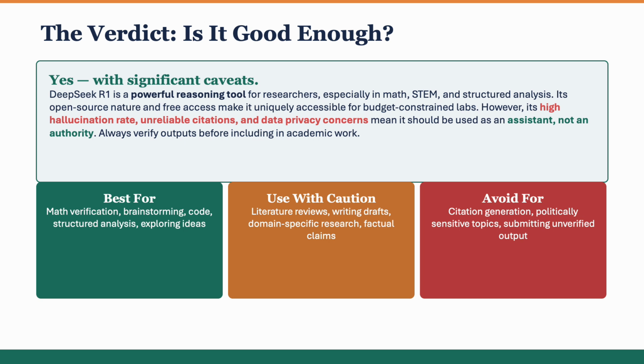The bottom line is this. DeepSeek R1 represents a genuine democratization of advanced artificial intelligence capabilities for researchers. A model that competes with $100 billion proprietary systems, released for free under the MIT license, running on your own hardware. That is unprecedented. But with great power comes great responsibility. Use it wisely, verify everything, and always maintain the intellectual rigor that defines good scholarship.